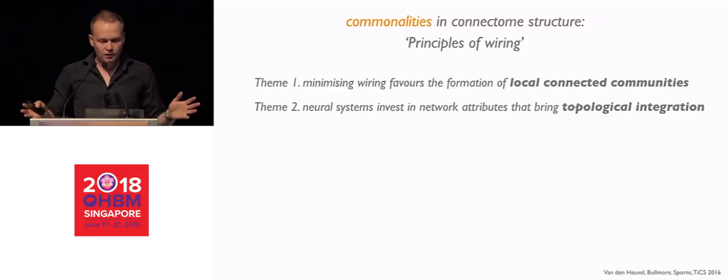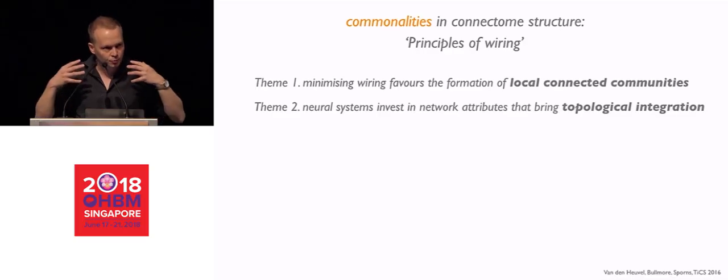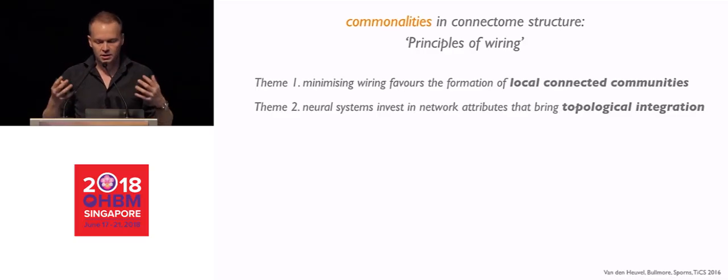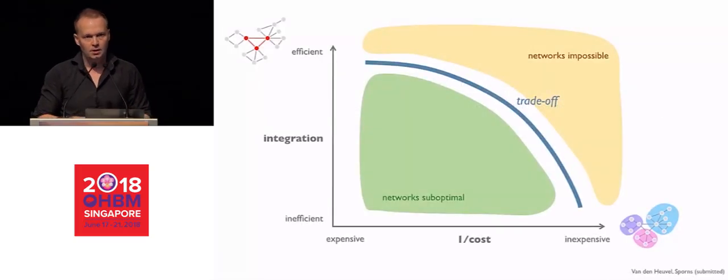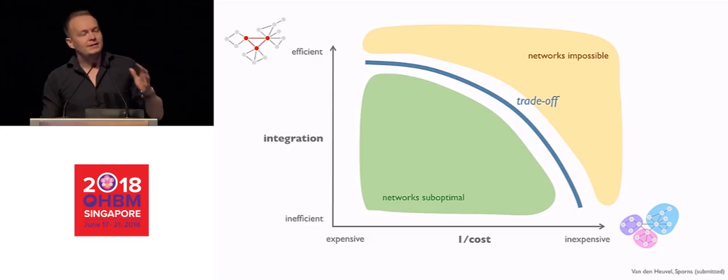So taken together, so far we have seen that we can look at these commonalities, and there might be two of them, right? At first, a strong drive to minimize wiring, and on the other hand, a strong drive to put a lot of effort and energy into forming network attributes for topological integration. Now, it is important to notice that these two features are not independent from each other. Actually, they're almost opposing forces.